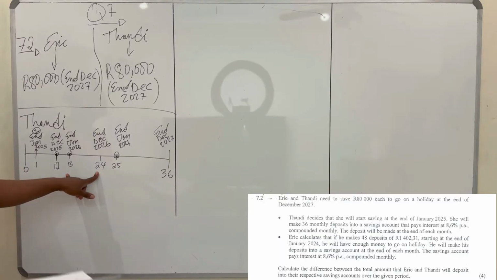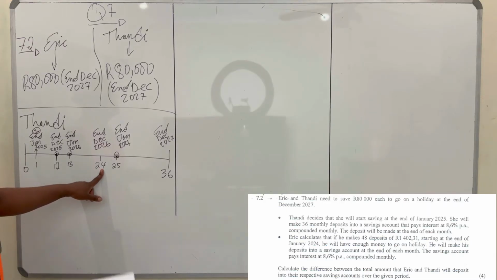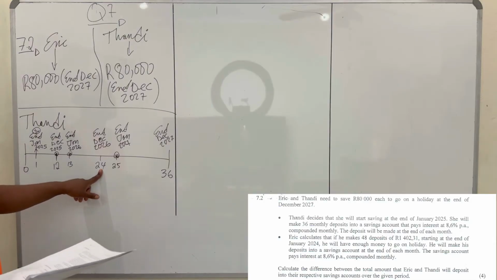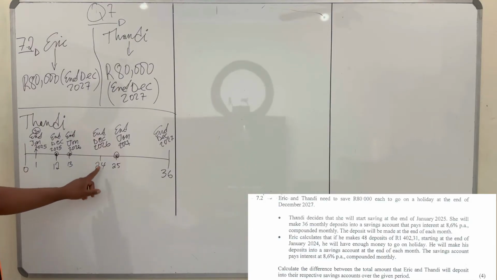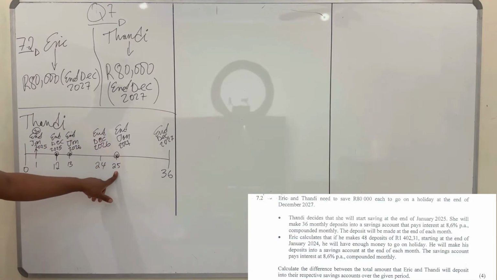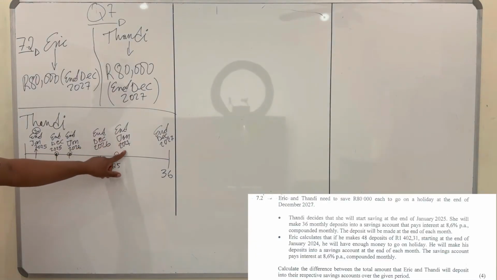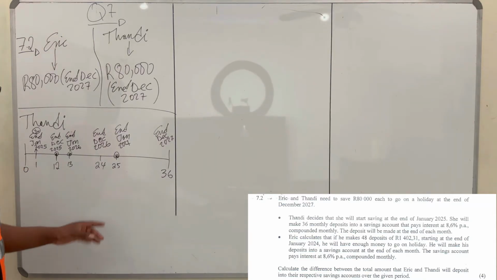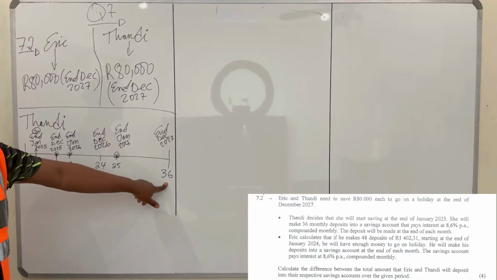So each month, she's making a payment. Look here as well. At the end of December 2026, that is the end of the second year since she started saving, she will have made 24 deposits at the end of 2 years. Look now, she's getting to the third year. The 25th payment will be made at the end of January 2027, right? And that year should also make 12 payments, which will add up to 36.